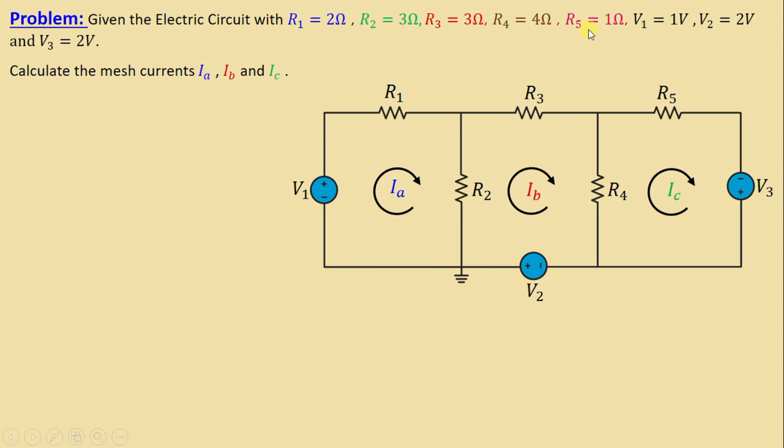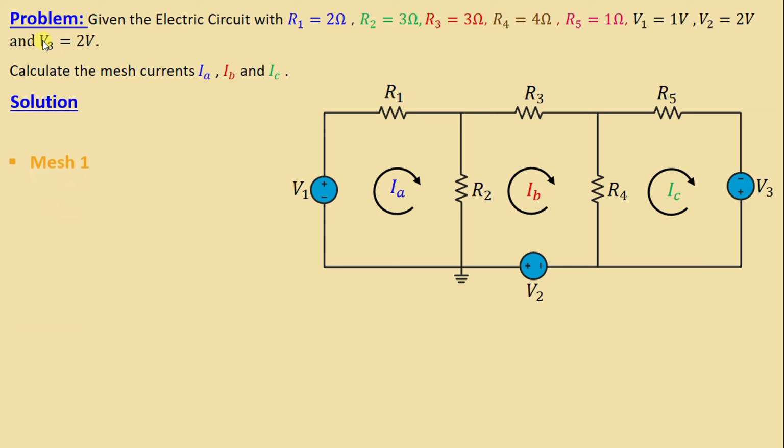Given the electric circuit with R1 2 ohms, R2 3 ohms, R3 3 ohms, R4 4 ohms, R5 1 ohm, and we have three voltage sources. V1 is 1 volt, V2 is 2 volts, and V3 2 volts. The question now is to calculate the mesh currents IA, IB, and IC. Let's go to the solution.